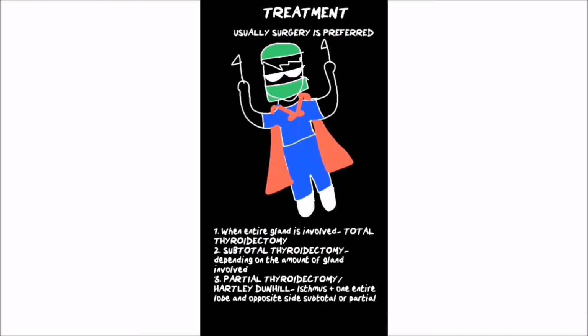For treatment, usually surgery is preferred. When the entire gland is involved, total thyroidectomy is done. Subtotal thyroidectomy is done depending upon the amount of the gland that is involved. A partial thyroidectomy or Hartley-Dunhill is done, and in the Hartley-Dunhill operation, the isthmus plus one entire lobe and, on the opposite side, a subtotal or partial thyroidectomy is done.